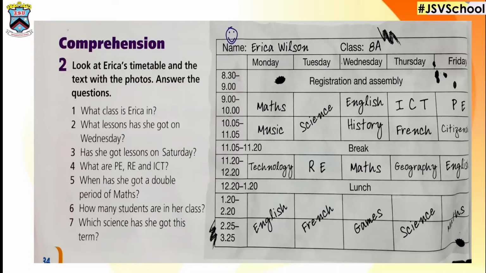Number 5. When has she got a double period of maths? The answer would be on Friday. Question number 6. How many students are in her class? The answer would be 30. There are 30 students in her class. Next, last question number 7. Which science has she got this term? Because she is in class 8, she has got chemistry this term.